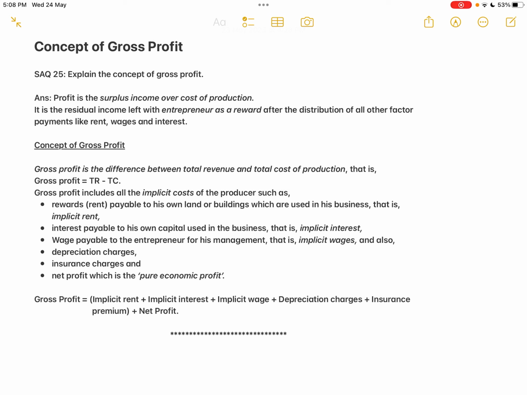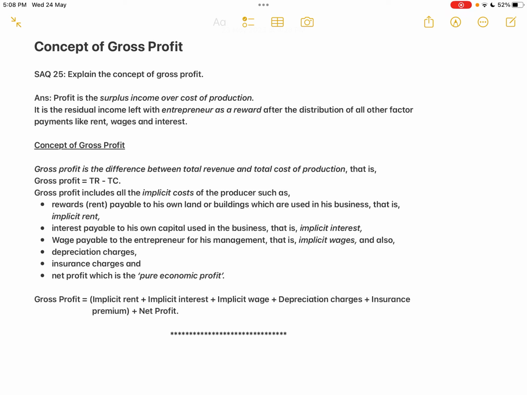And there are different concepts of profit: gross profit, net profit, normal profit, abnormal profit. So many concepts of profit are there. Let us check out the meaning of gross profit. To put it very simply, gross profit is the difference between total revenue and total cost of production, that is TR minus TC. There are many elements included in the gross profit.